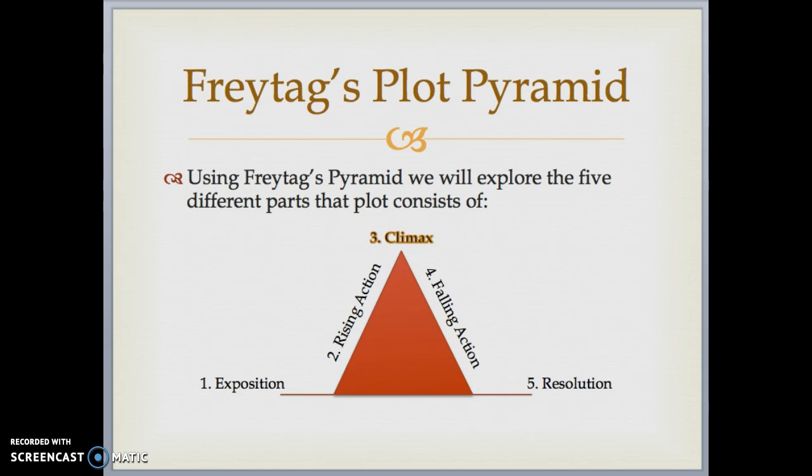Using Freytag's plot pyramid, we will explore and discuss the different parts that plot consists of, beginning with exposition, rising action, the climax, falling action, and 5, resolution, the conclusion of it.